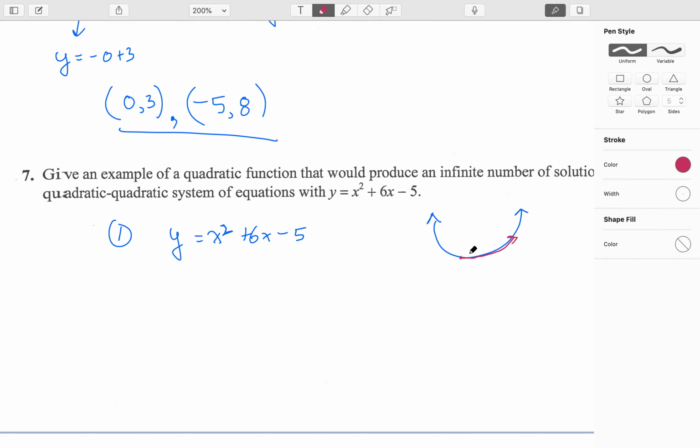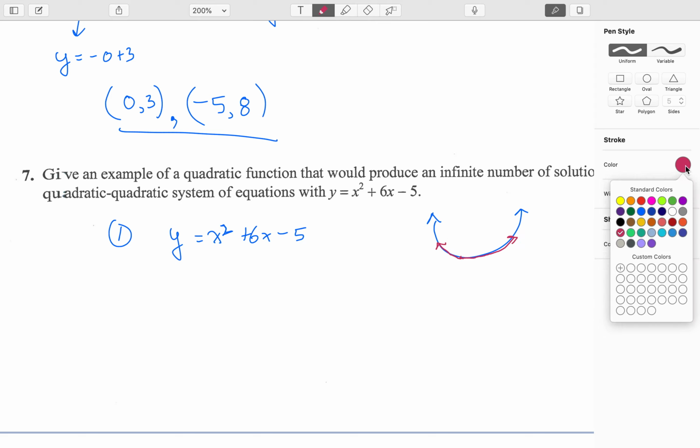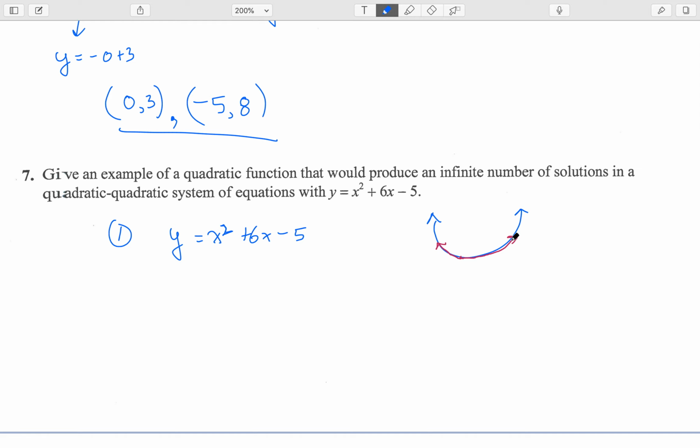Oh, that's terrible. So it's not really a system, is it? The other parabola, because it's got an infinite number of points where they all intersect. So in other words, here's the other equation. It's going to be the exact same thing, but doubled. 2y is equal to 2x squared plus 12x minus 10. Now that's the exact same equation because it's the exact same parabola. I just doubled everything because that was an easy thing to do.